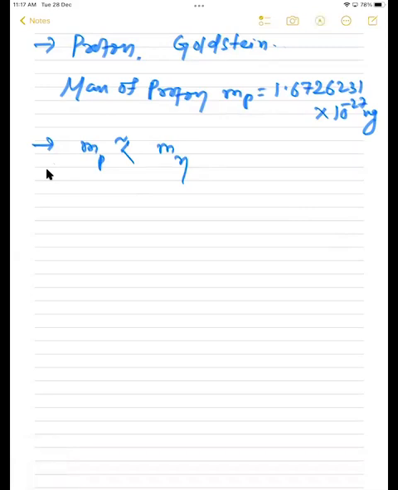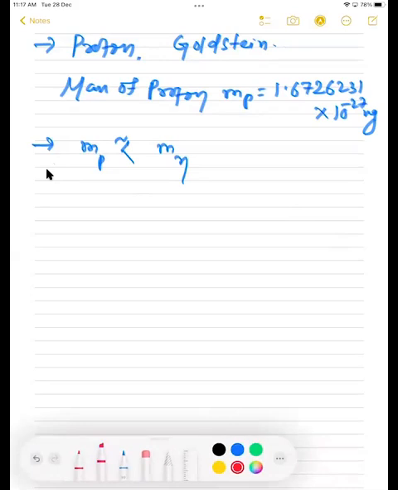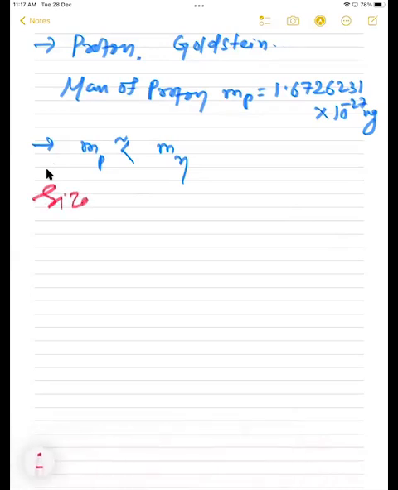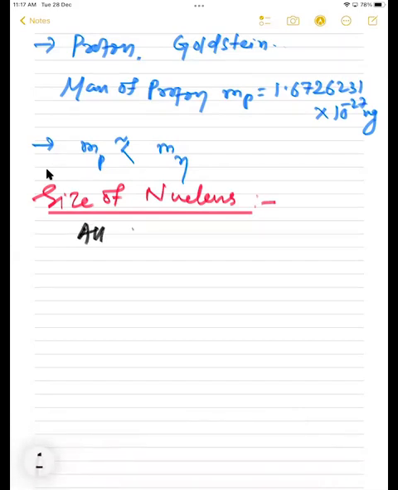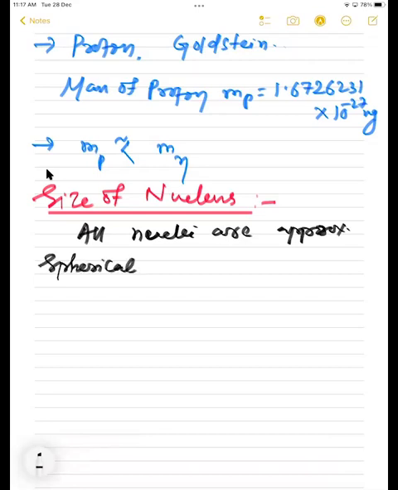What is next, right? Size of nucleus. Give the heading size of nucleus. Questions used to come on this. You'll get the assignment in the form of a test after this lecture. Size of nucleus, right? Students, all nuclei are approximately spherical in shape. Yes or no? So write this: all nuclei are approximately spherical in shape, correct?